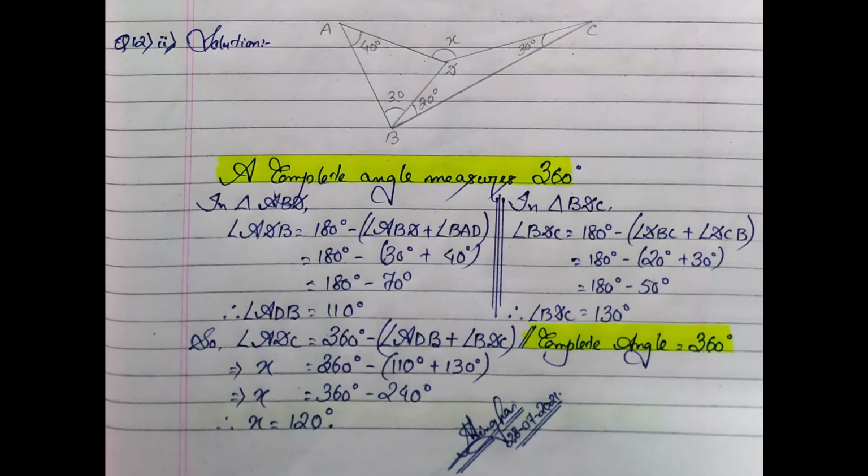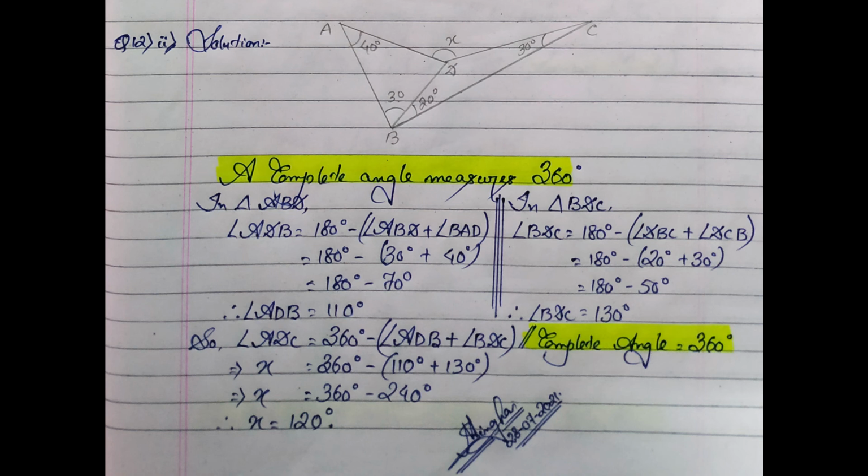Come to the last sum of the exercise. Here, a complete angle measures 360 degree. Therefore, on triangle ABD, 180 degree minus (angle ABD plus angle BAD) in the first bracket. So 30 plus 40 is equal to 70. So 180 minus 70 degree. Therefore, angle ADB equal to 110 degree.